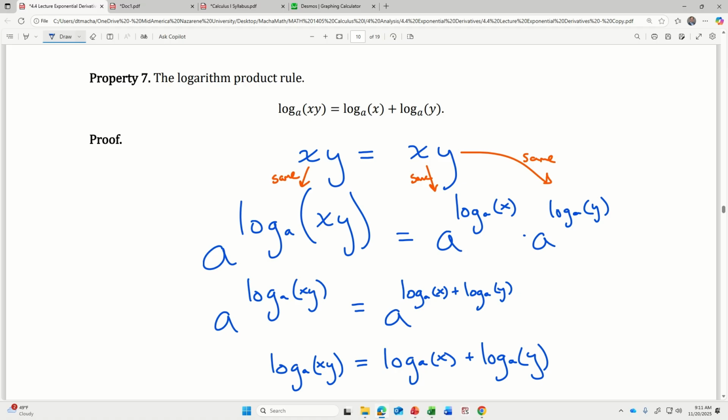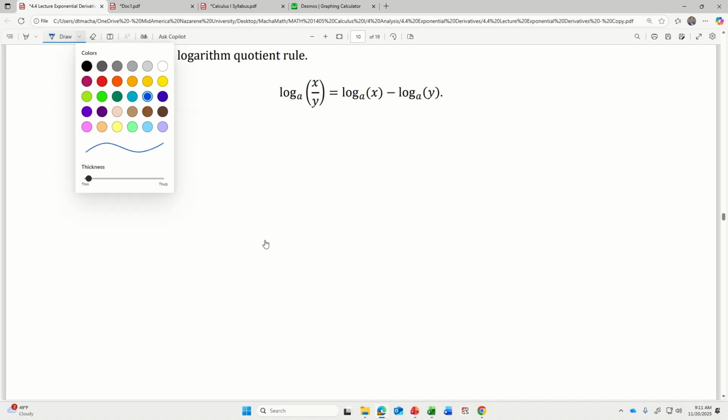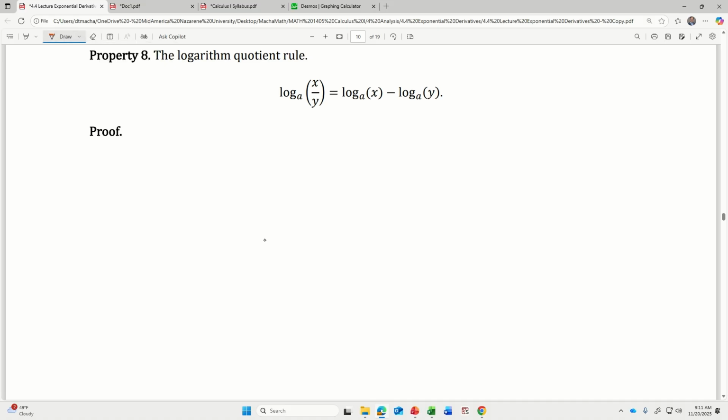Does that make sense every step of the way? And then here's the logarithm quotient rule. And for the quotient rule, it's really similar. You do a few of these and you start to get the cadence for what you do.